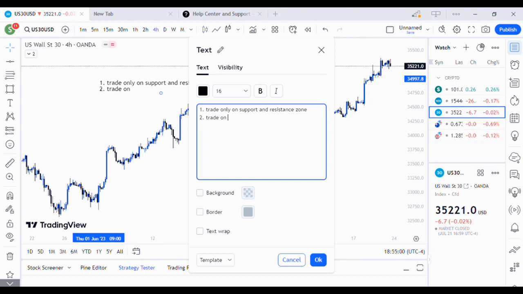If you want to add trend line, it's not bad. Trade on a trend line bounce. Then the third one is trade on a psychological level retest. Psychological, okay, I missed something.